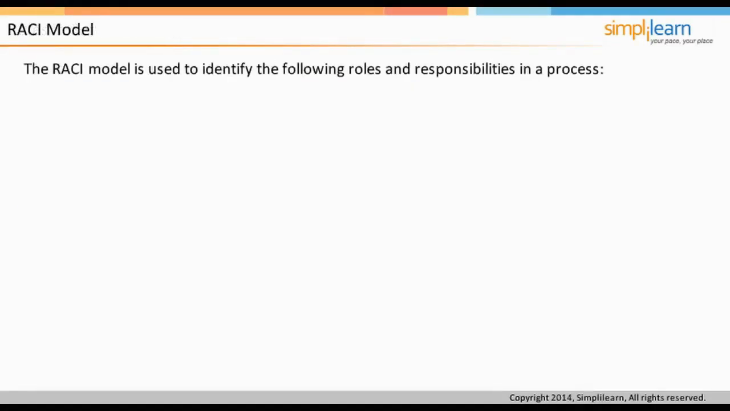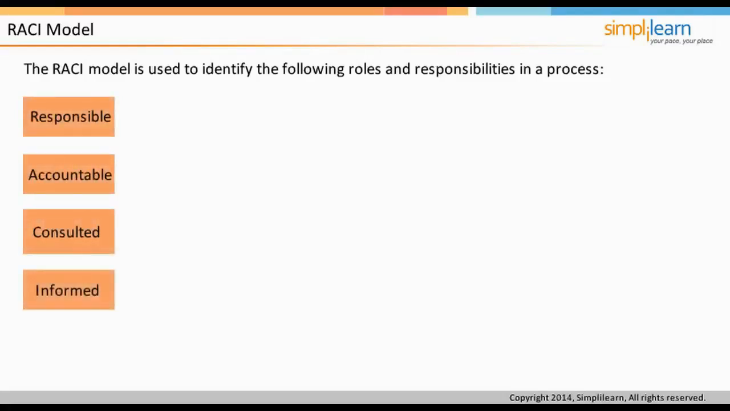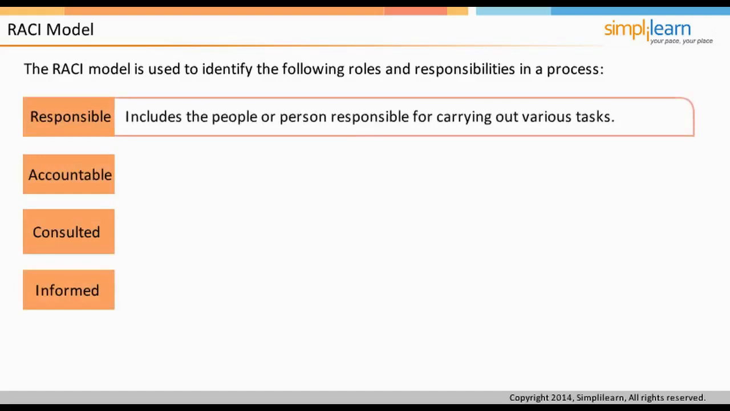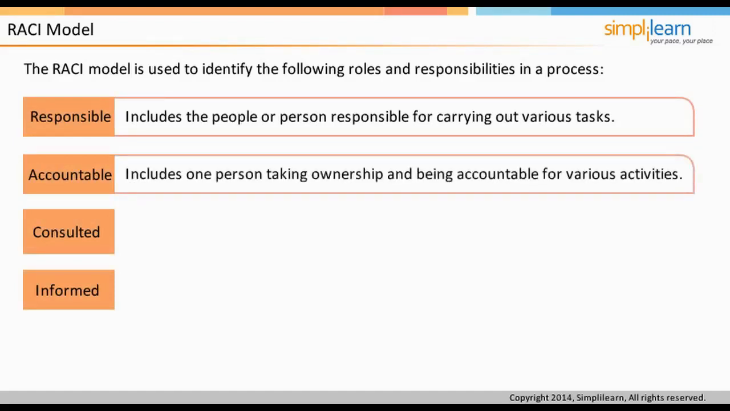The RACI model is used to identify the roles and responsibilities in a process. RACI stands for Responsible, Accountable, Consulted, and Informed. Responsible refers to the people or person responsible for carrying out various tasks. The tasks imply the actual work to be performed. Accountable refers to the person accountable for various activities. It implies taking ownership of the activities included in the process. Only one person can be accountable for each activity.